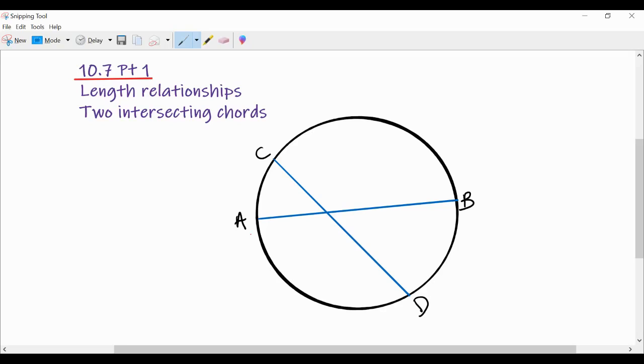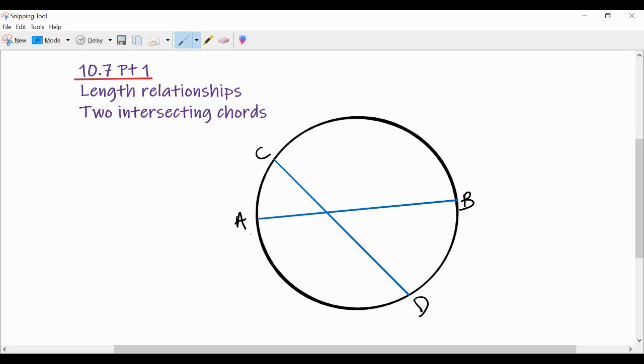We're going to take a look at 10.7 part 1. This has to do with length relationships when two chords intersect. So here I have two chords, AB and CD, and they're basically two random chords that I drew, and they're intersecting anywhere. So two chords of any length intersecting anywhere in the circle, okay?